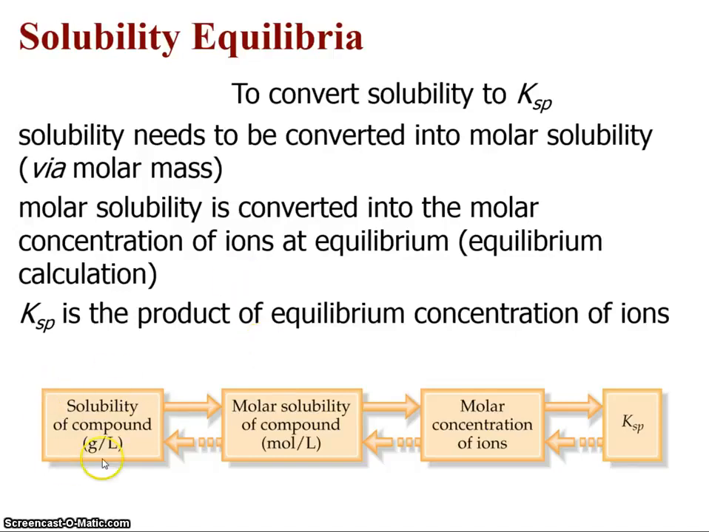So you take your solubility of your compound in grams per liter and convert it to molar solubility of the compound in moles per liter. So this is a mass to moles conversion using the molar mass. That gives you the molar concentration of the ions. You can then find Ksp.